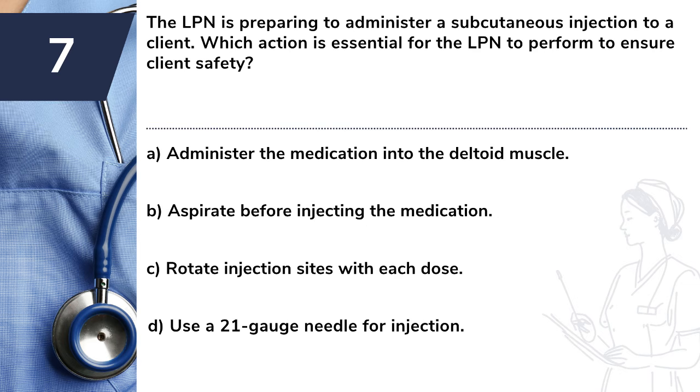Question 7. The LPN is preparing to administer a subcutaneous injection to a client. Which action is essential for the LPN to perform to ensure client safety? A. Administer the medication into the deltoid muscle. B. Aspirate before injecting the medication. C. Rotate injection sites with each dose. D. Use a 21-gauge needle for injection.